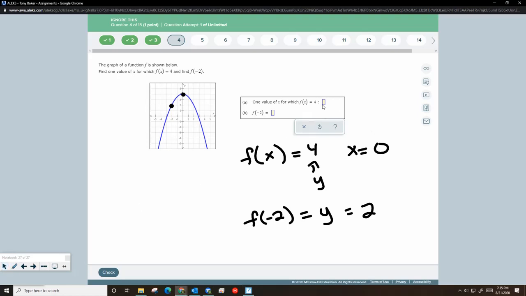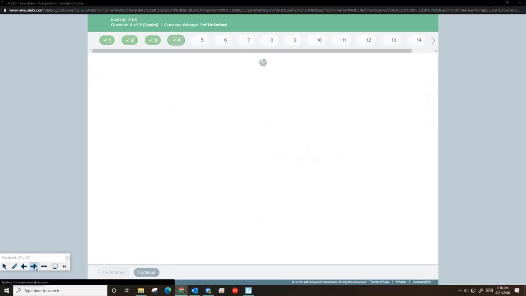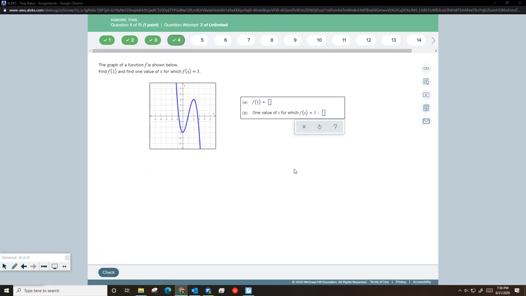And we're going to do one more of these because there's another problem that can show up in this topic, and I want to make sure you understand them both. So notice in this one, I'm going to use the try another button. So in this one, I've got f of 1. So they're giving me my x value, and that's right there. My y value in this case is 0. And they tell me that f of x equals 3. So I want my x value.